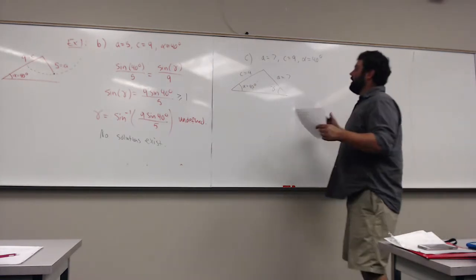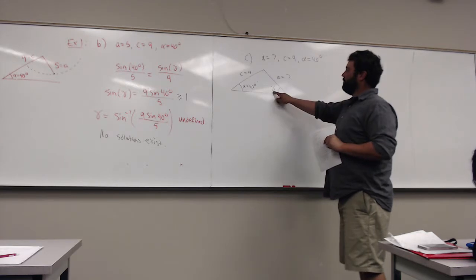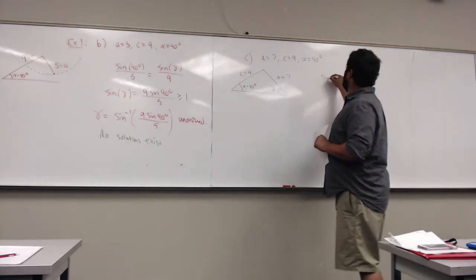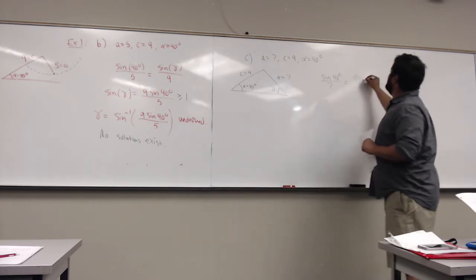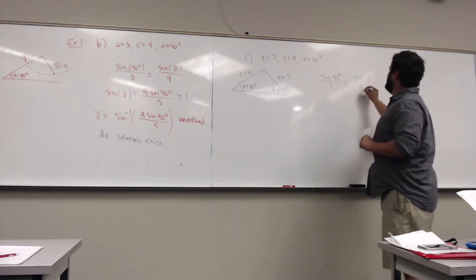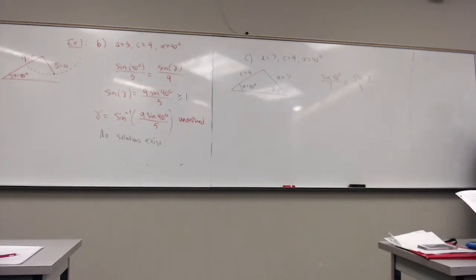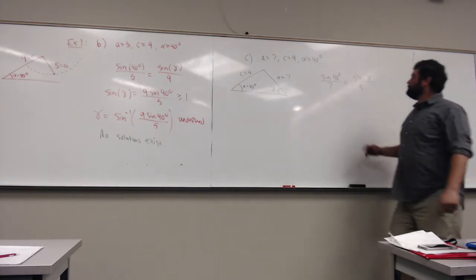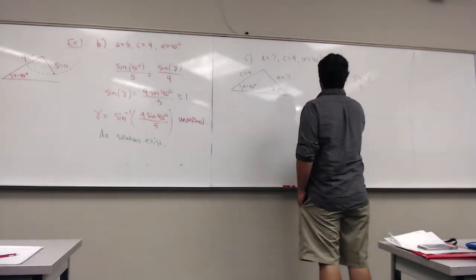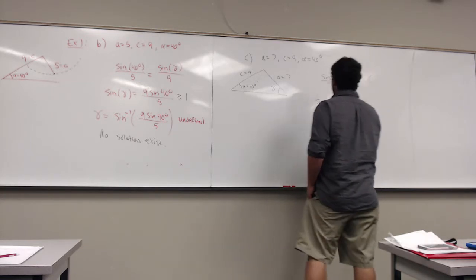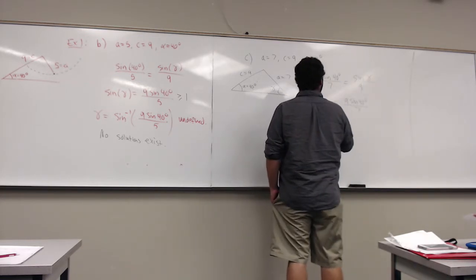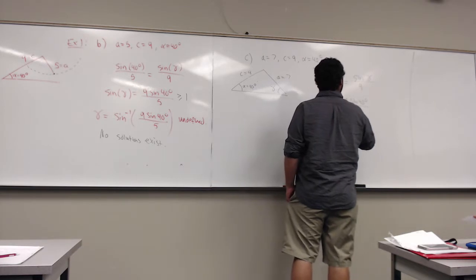So again, what do you start with first? You want to solve for gamma, so you start with law of sines: sine of an angle over its opposite side is the same as sine of any other angle over its opposite side. Solve for sine gamma. That's 9 sine 40 degrees over 7. So gamma is going to be the inverse sine of all that.